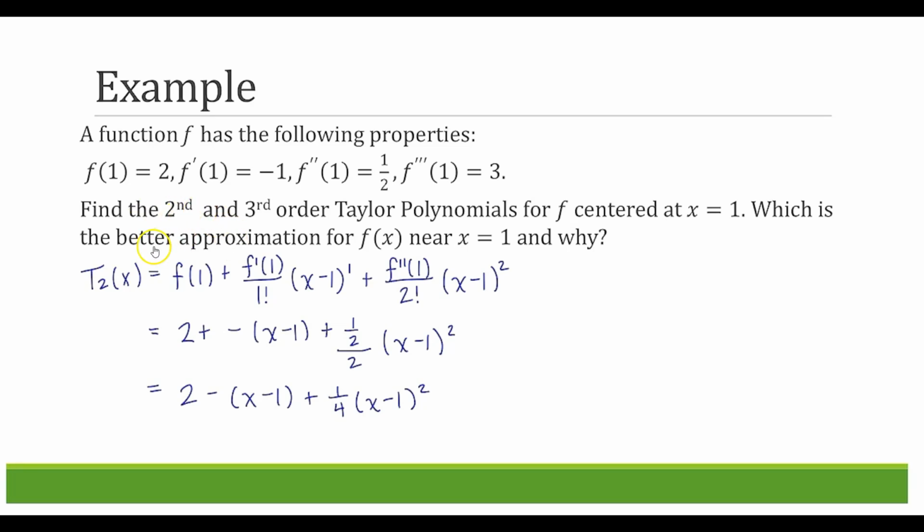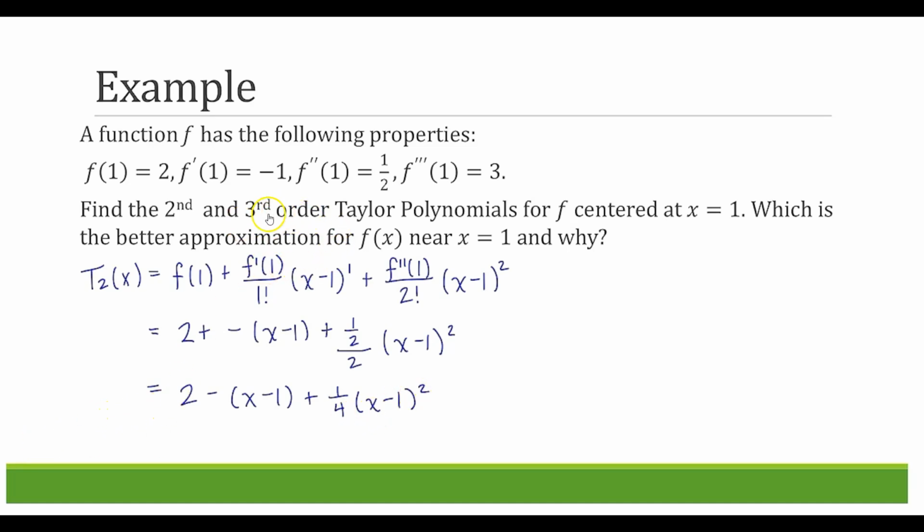So this is the second order Taylor polynomial because the highest derivative I used was a second derivative. And it happens that this is also a degree 2 polynomial because the highest exponent of x I would end up with is an x squared.